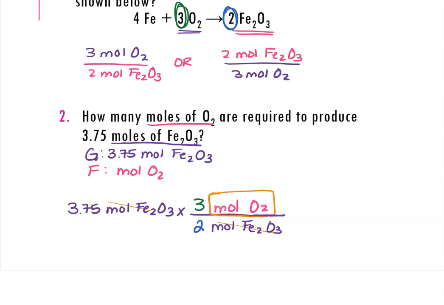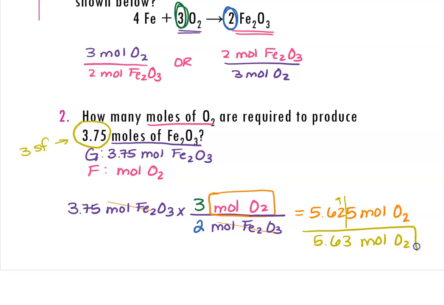All right, so moles of Fe2O3 cancel, and the unit that I am left with here is moles of O2. So when we do the math here, 3.75 times 3 divided by 2, my calculator gives me 5.625 moles of O2. Now the last thing I have to do here is put this into the correct significant figures. So if I look here, 3.75 has 3 sig figs. So my answer will have 3. 1, 2, 3 sig figs. That 5 means the 2 rounds up. So I get 5.63 moles of O2. Right? Pretty straightforward. Let's do another one.